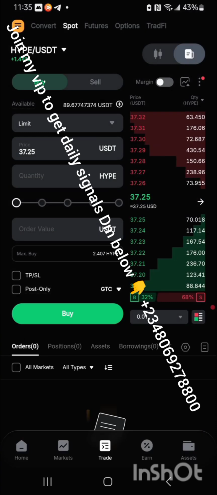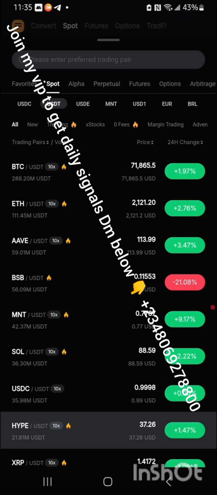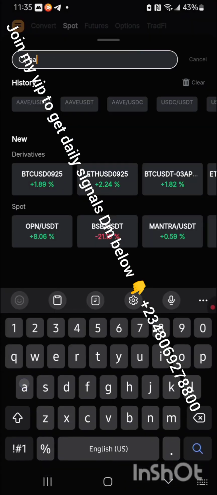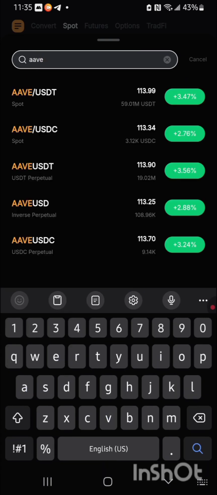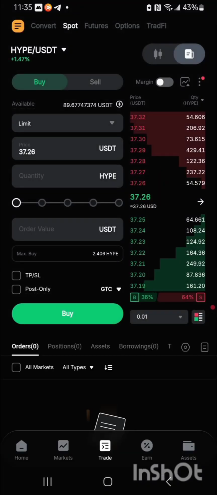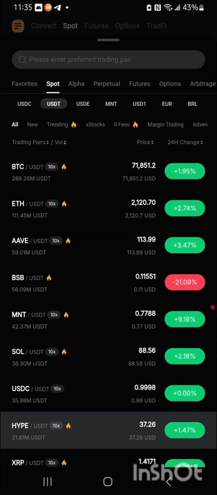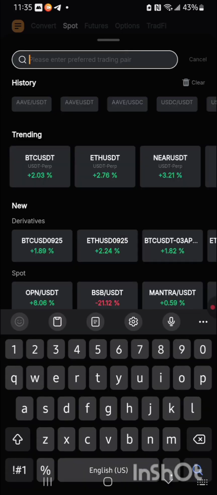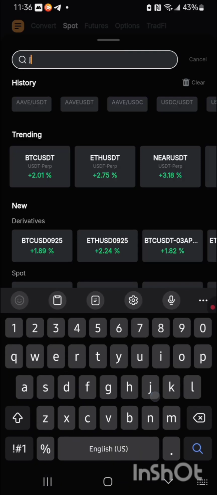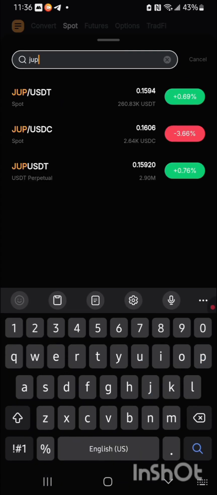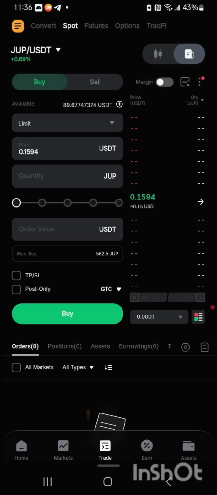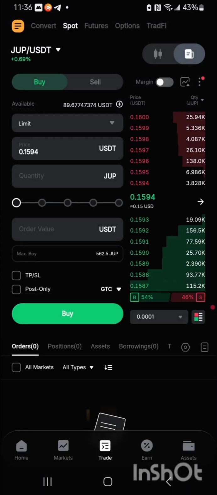And I think I have some USDT on my unified trading account already, so let us use it real quick. Let me still look for AAVE. AAVE is still going crazy. We've been using AAVE for a whole lot of time, so let us try another one. This one, we will be buying JUP with USDT first of all. So let's quickly use a market order on this one.